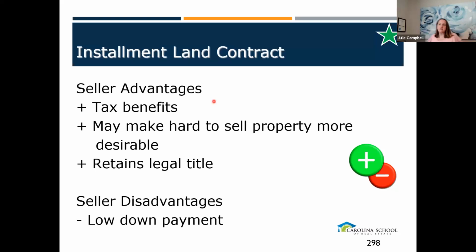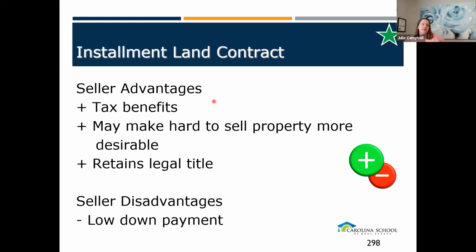Advantages to the seller, they still have the property in their name. So they may be eligible for some tax benefits. Have them call their accountant. This could be a way to sell a hard to sell property. Maybe it needs a lot of work and it takes a special buyer that has the tools and the knowledge. So maybe we can work something like that out, a hard to sell property.